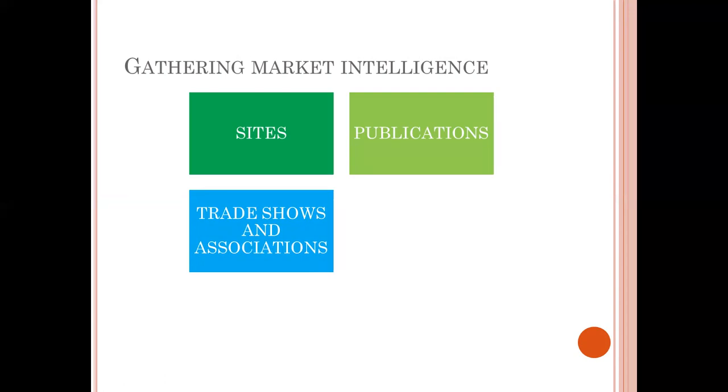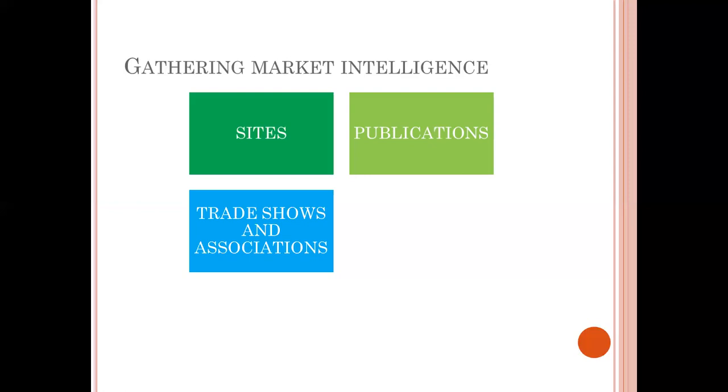Another strategy to gather market intelligence is trade shows and associations. This is another way companies learn about what their competitors are doing. If you are a marketing professional working a trade show for your company, you will want to visit all of your competitors' booths and see what they have to offer relative to what you are about to offer as well.